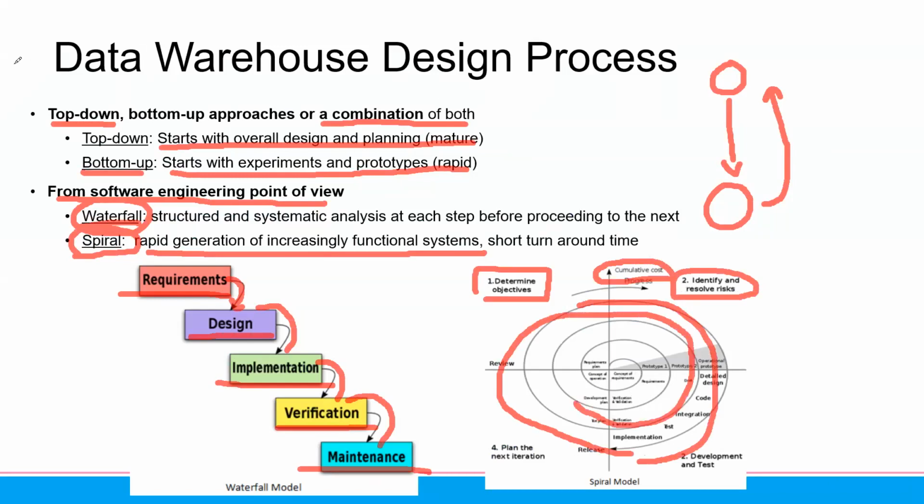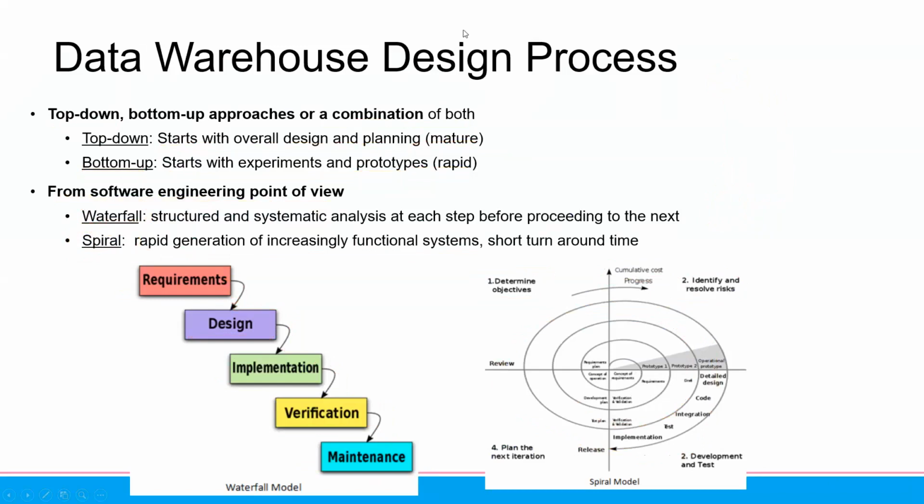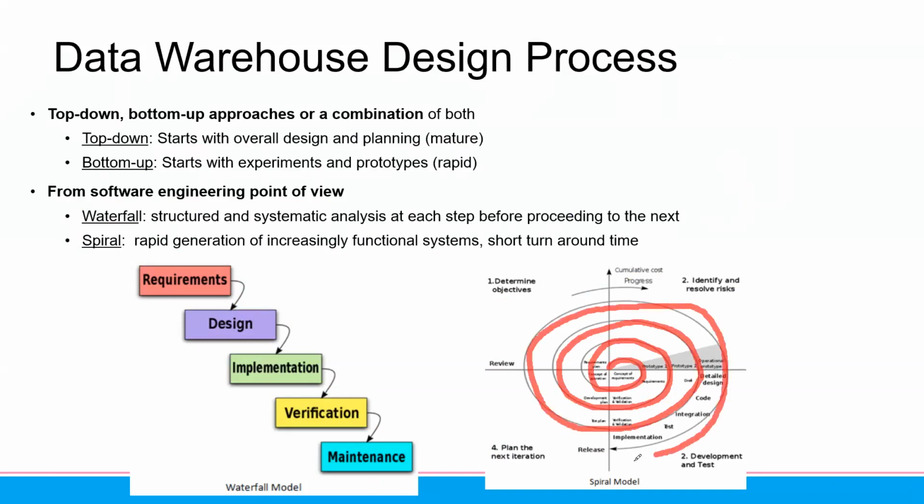Oh, sorry. This one should be from the center. So you will start from something very small, and then you will create a kind of prototype, and then you will review, and then you need to determine another objective, and then you make prototype number 2, and then you review again, and then finally you release the product. So we call this the spiral.